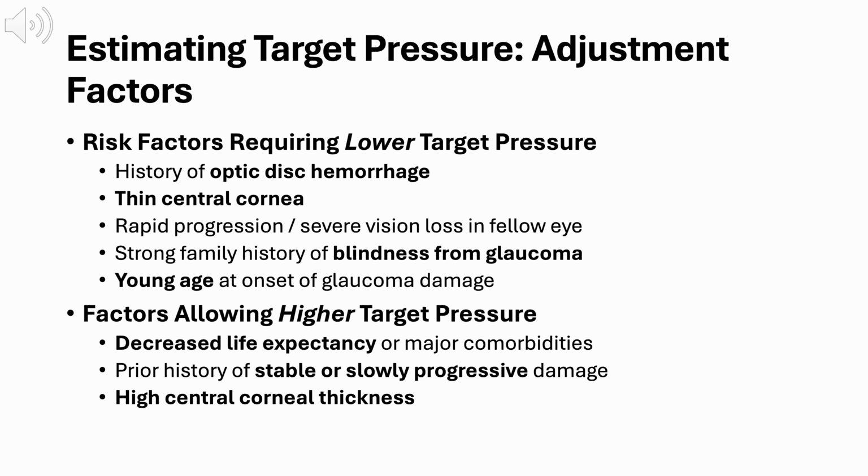Conversely, there are situations where a higher target pressure may be acceptable. Patients with limited life expectancy, significant systemic comorbidities, or a history of stable, slowly progressive disease might not benefit from the risks associated with further IOP lowering. Similarly, a thicker cornea can lead to overestimation of true pressure, which sometimes justifies a slightly higher goal. In practice, these adjustments reflect the nuance of glaucoma management, balancing protection of vision with realistic and individualized care.